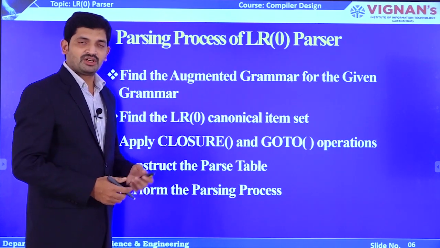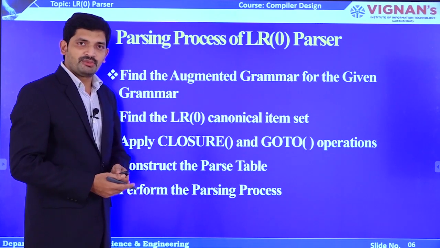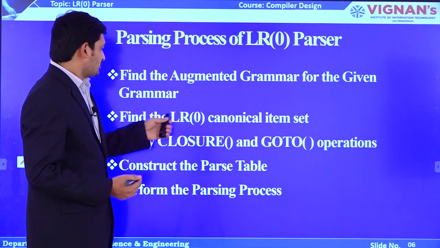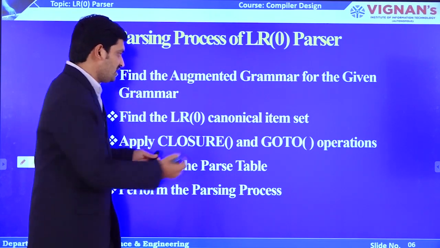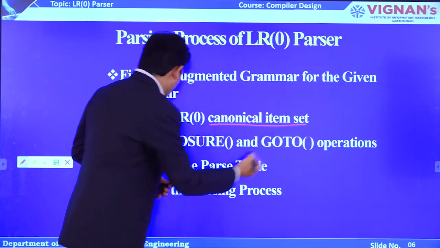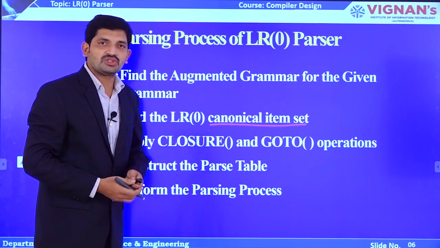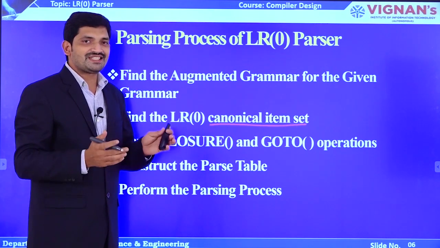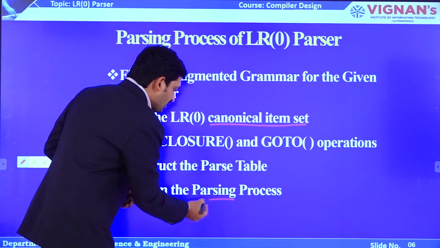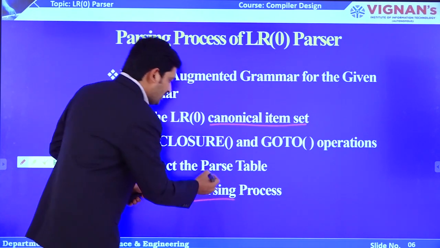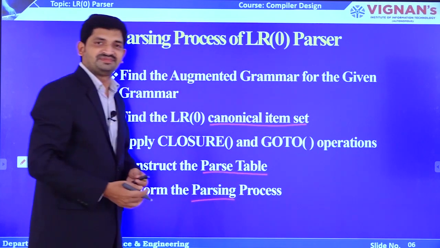For the given grammar, first we have to find the augmented grammar, and then we have to find the LR0 canonical item set. We apply the closure and goto operations to construct the LR0 canonical item set. And finally, we perform the parsing with the help of the parse table.